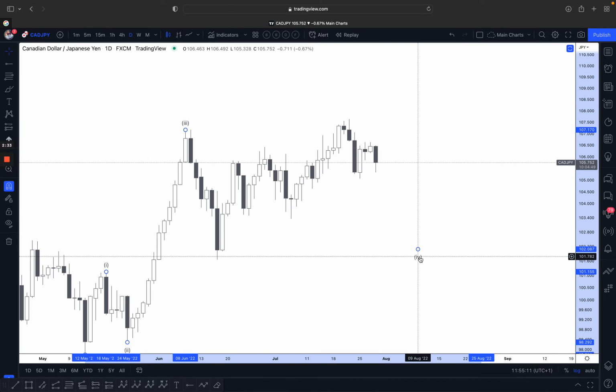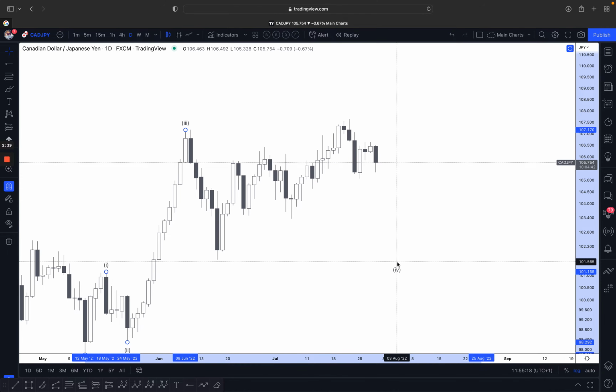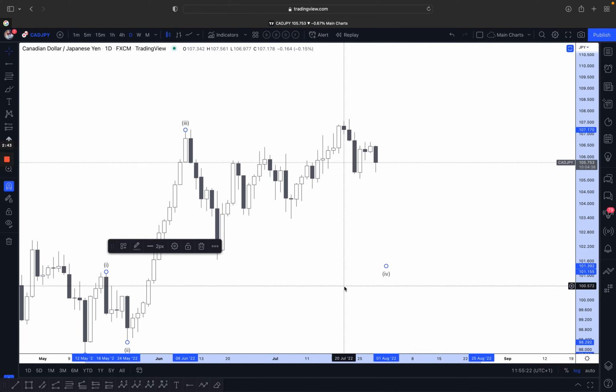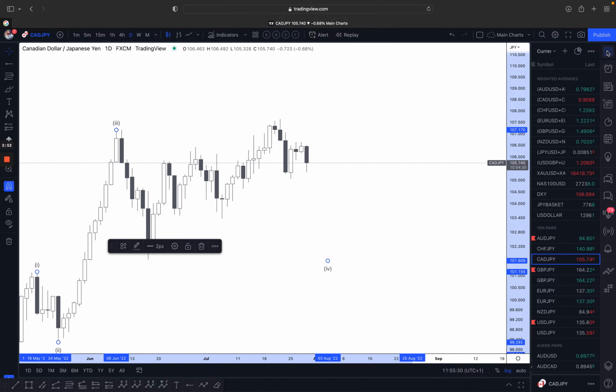So we may also be forming some form of triangle. It could even be an expanded flat, but I'm not too sure if that would make sense, because wave A is just there right now. So yeah, just going to wait for this to play out, but this is still corrective. This is not on my watch list. I just want to show you guys the recurring theme that we're getting across yen pairs, for example, this one just going sideways in a triangle sort of format.